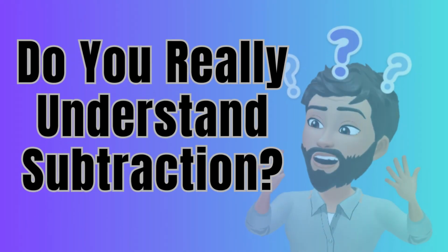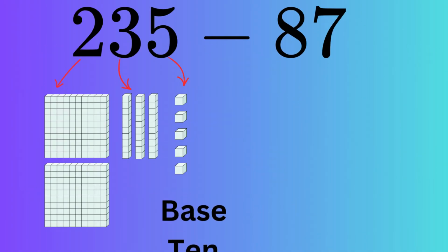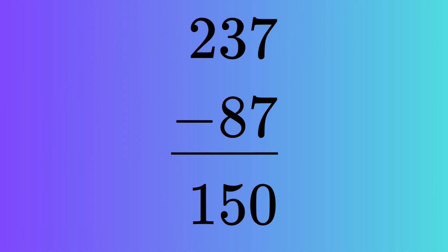Do you really understand subtraction? Well, in today's video, we're going to do 235 minus 87. We'll use the base 10 strategy, and we're going to make that connection to the typical algorithm stacking strategy. All right, let's get started.